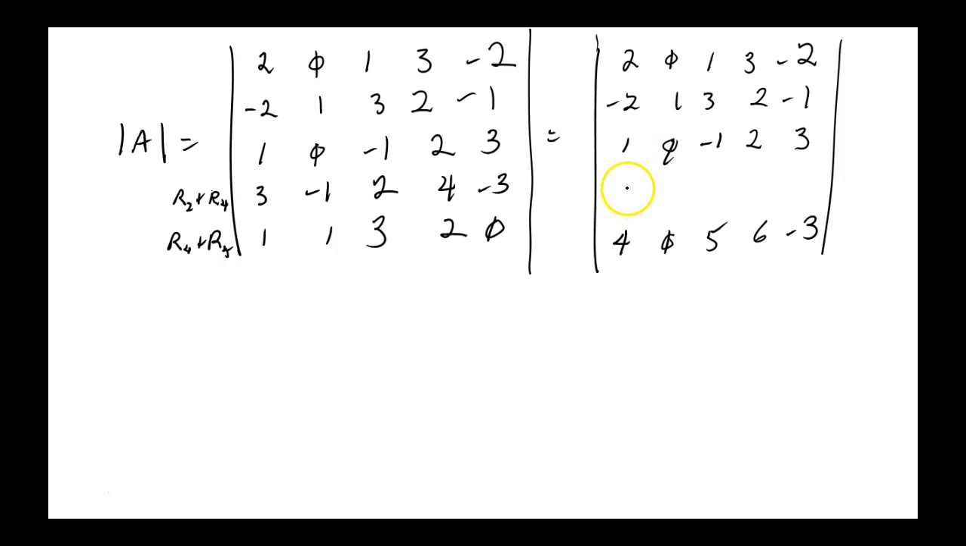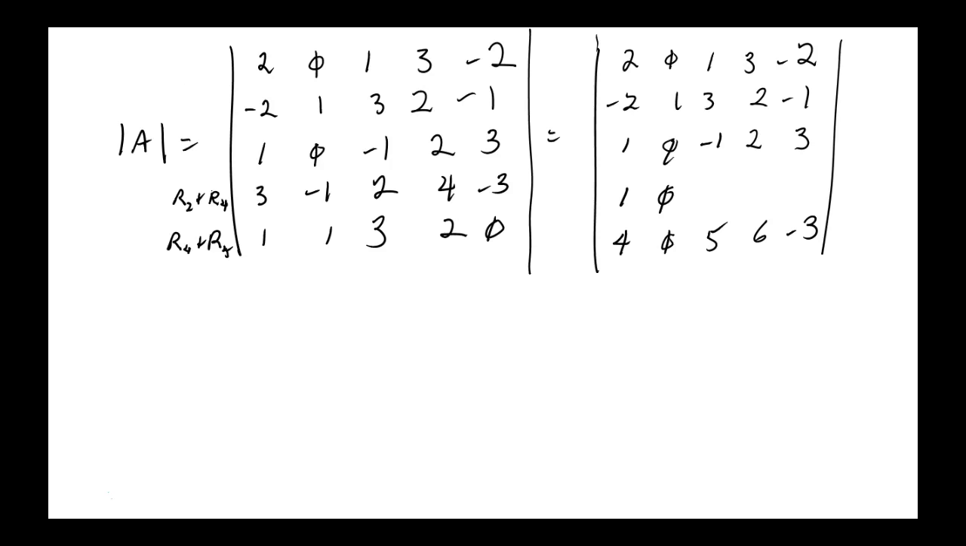Then we'll add row 2 to row 4, and that will give me a 1, a 0, 5, 6, and negative 4. Okay.